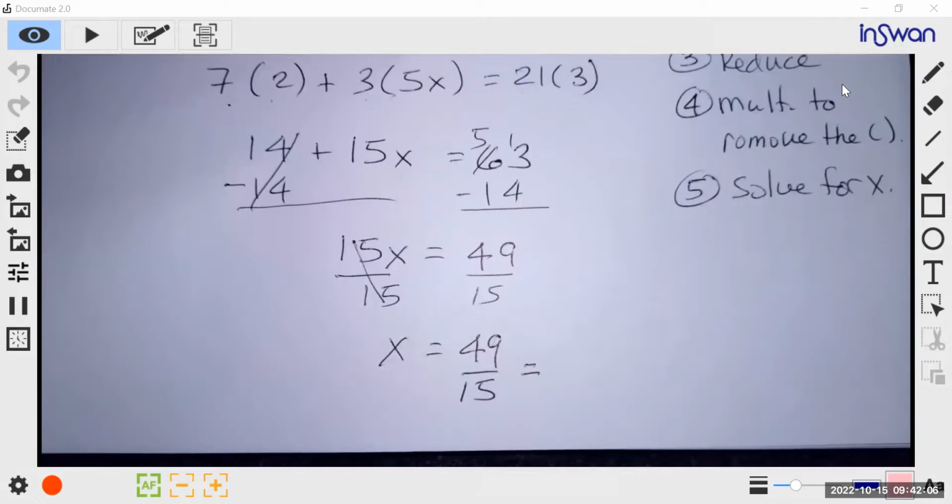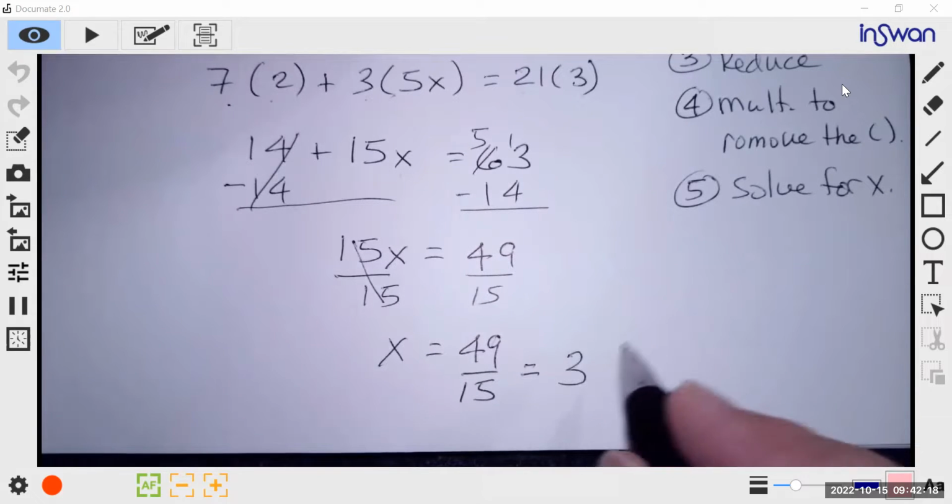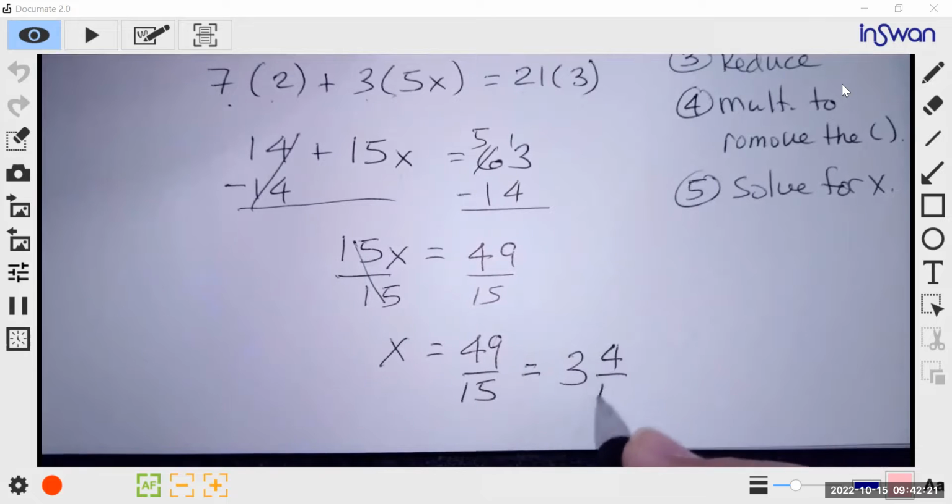15 goes into 49 how many times? 15 times 2 is 30. 15 times 3 is 45. With how many left over? Very good. So however the computer asks you to put the answer in, that's what you put in there. So whenever you have fractions, get rid of the fractions by doing that. Find the LCD, multiply the LCD, and then get rid of it from there.